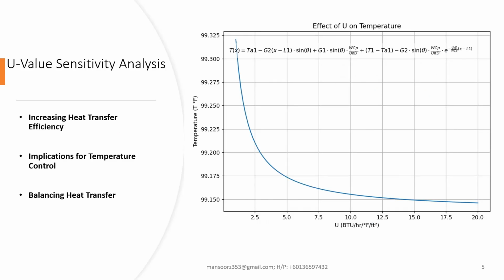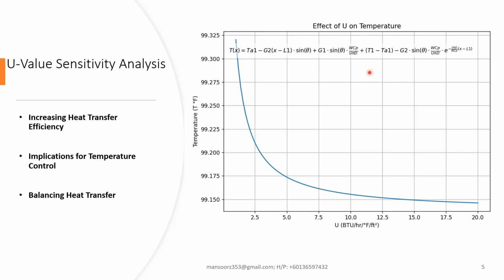This slide mainly shows the effect of U value on the output, which is the temperature, using the equation shown in the previous slide. We used this equation and coded it in Python, and as you can see here, it clearly shows that increasing U values results in decreasing temperature. The main takeaway from this slide is that as the heat transfer coefficient increases, it signifies improved heat transfer efficiency within the system. And of course, operators can adjust the U value to regulate downhole temperature for various applications.